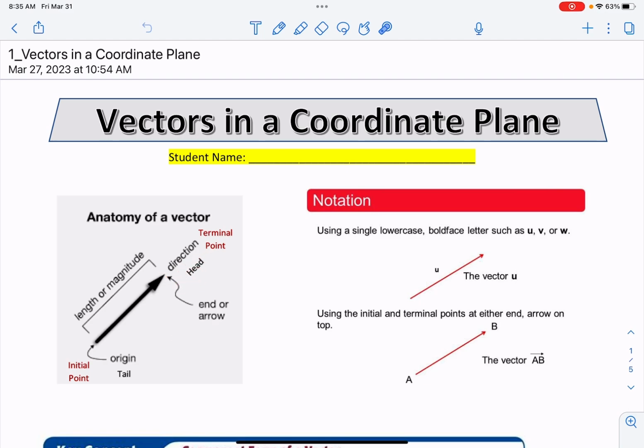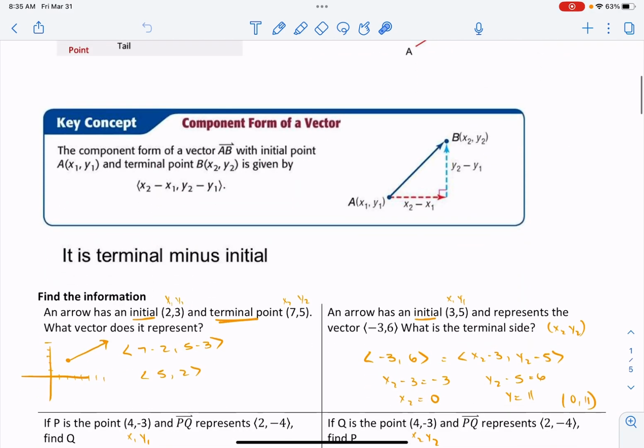The notation for a vector is always either u, v, or w in lowercase, and it's in boldface. Then you can also write a vector with this notation where notice the initial point is at A and then the arrow, the direction of it, goes to the terminal point. So both ways are ways that we can write vectors.